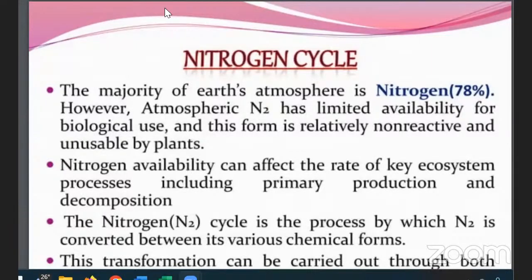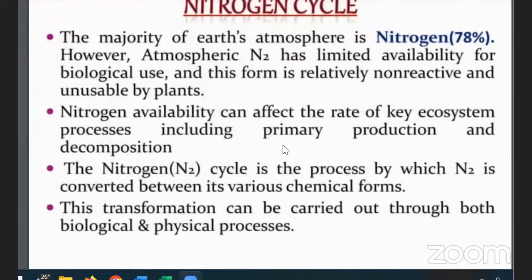So the majority is made up of nitrogen, but the amount of atmospheric nitrogen that is available for biological use is limited, as it is relatively non-reactive and not exactly used by plants. So the availability of nitrogen plays a very important role in ecosystem processes, including production and decomposition. The nitrogen cycle is a process by which nitrogen is converted into various chemical forms.